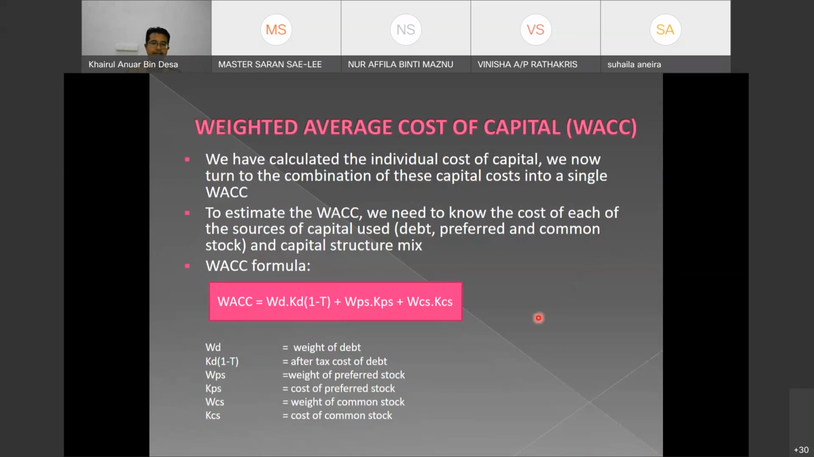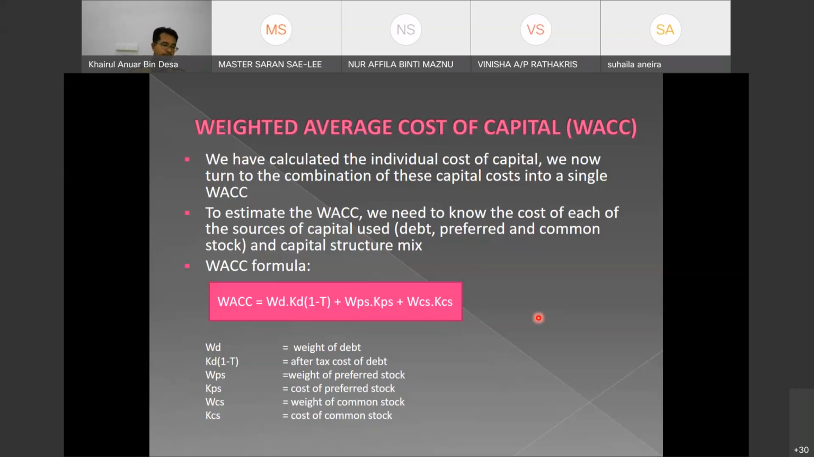The last one is the weighted average cost of capital. Okay, the last one is the weighted average cost of capital. What is the WACC? WACC is the combination of all three components in the capital structure.